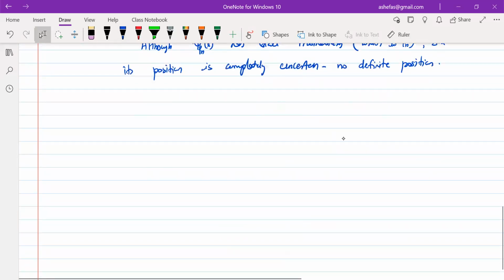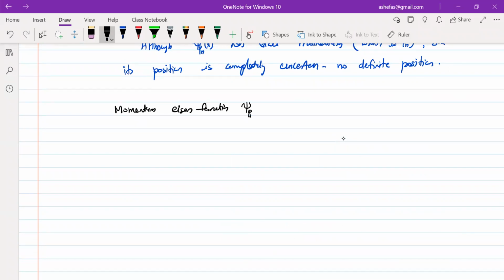So next we can do the momentum eigenfunction, which is psi Pn of x, into momentum basis.